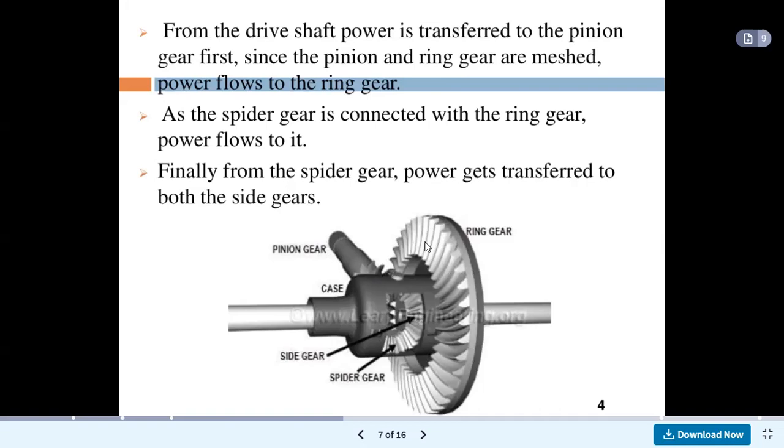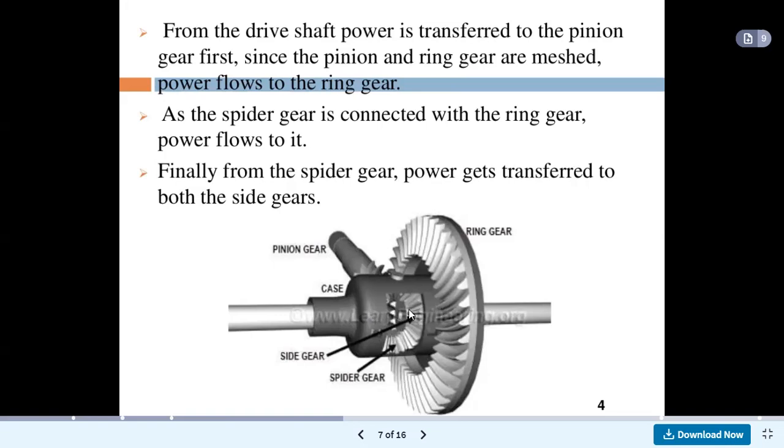As the pinion gear rotates, which is connected to the ring gear, the ring gear also rotates. As the ring gear rotates, it is attached to the spider gear. The spider gear is again attached to the side gears, and in this way this sequence gets completed. So I want to repeat this again. The propeller shaft is connected to the pinion gear. The pinion gear is attached to the ring gear, which is also called the crown gear. The crown gear is attached to the spider gear. The spider gear is attached to the side gears. So two side gears are there, left side and right side.